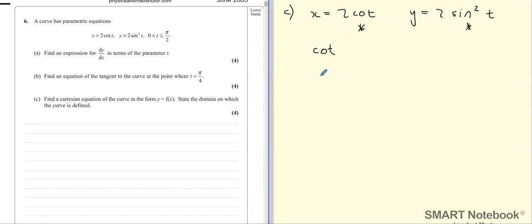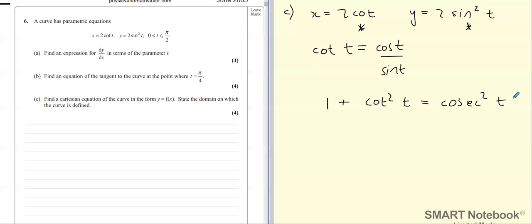There's only one really. Cot equals cos over sine, but the thing with that is cot t equals cos t over sine t. I've still got t's on both sides. That's not helpful. And then there's the other one we know, 1 plus cot squared t equals cosec squared t.